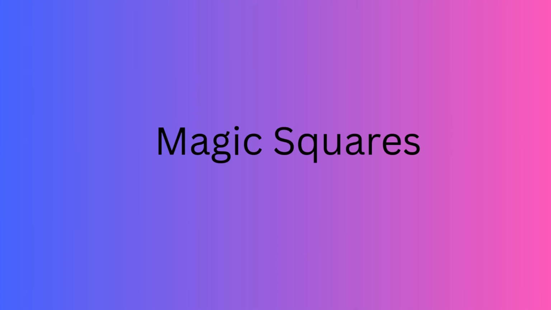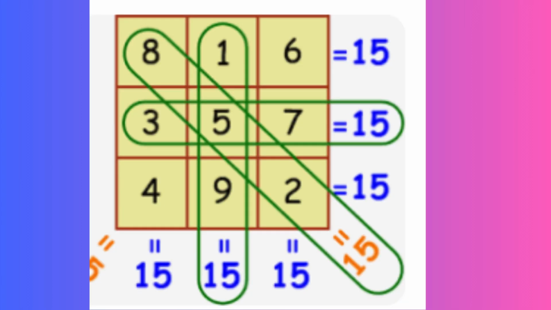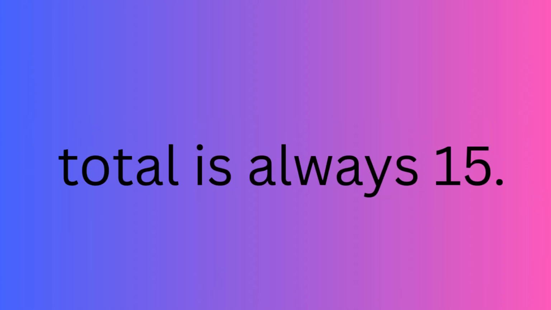3. Magic Squares, Introductory. Now let's explore the magical world of magic squares. A magic square is a grid where numbers are placed in such a way that each row, each column, and both diagonals add up to the same number. For example, in a 3 times 3 magic square using numbers 1 to 9, the magic total is always 15.